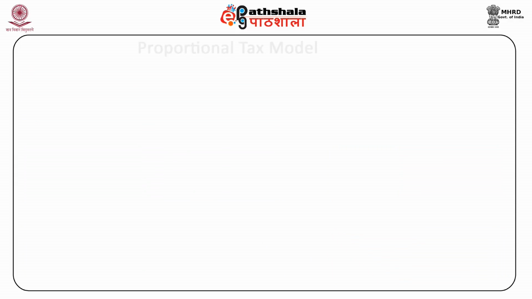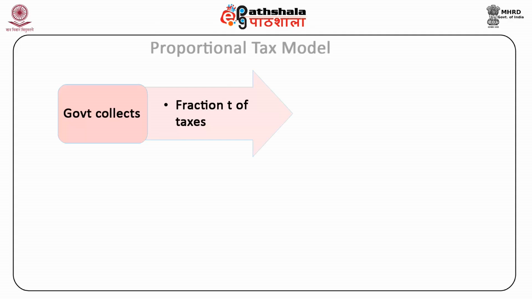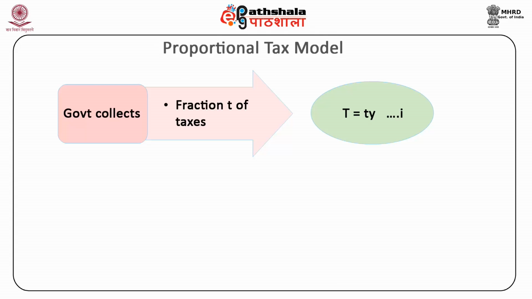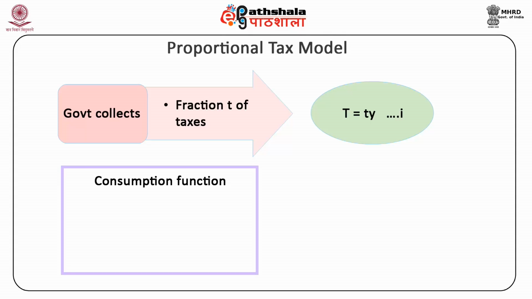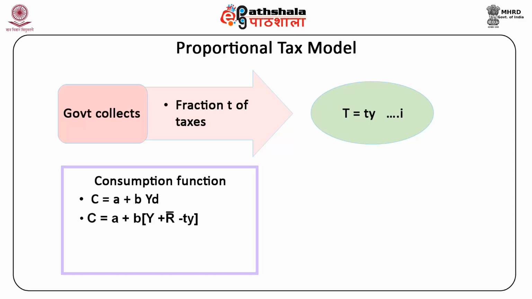Now we consider an economy with proportional tax structure. Case 2. Proportional tax model. In this model, the government collects a fraction T of income in the form of taxes, that is, the tax function is given by capital T is equal to tY. This is equation 1. The consumption function as a result is given by C is equal to A plus B YD, or C is equal to A plus B into Y plus R bar minus tY, or C is equal to A plus B R bar plus B into 1 minus T into Y. This is given as equation 2.